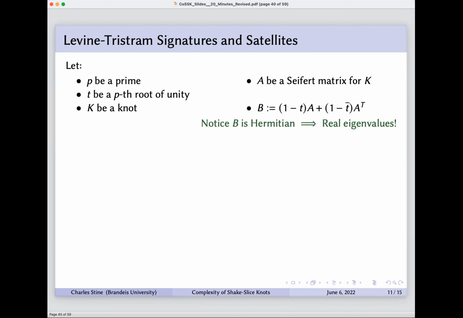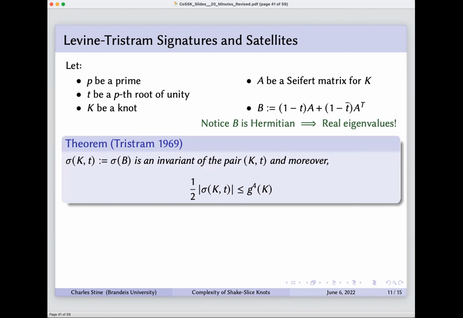And so we can take the signed count of the eigenvalues and talk about the signature of this matrix. So this is precisely what Tristram did. He defined the signature of K and T as the signature of this associated Hermitian matrix B. And he proved in 1969 that this is in fact an invariant of the pair K, T. And moreover, half of its absolute value provides a lower bound on the 4-genus.